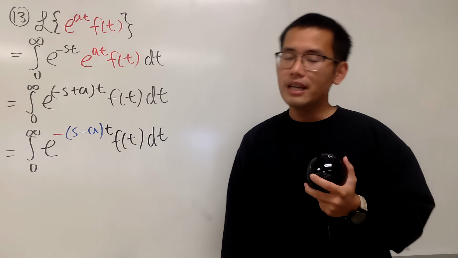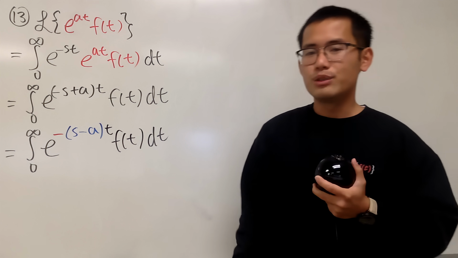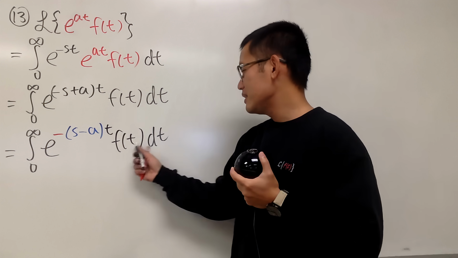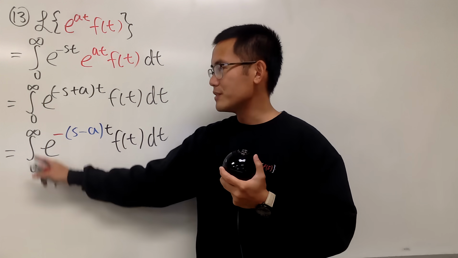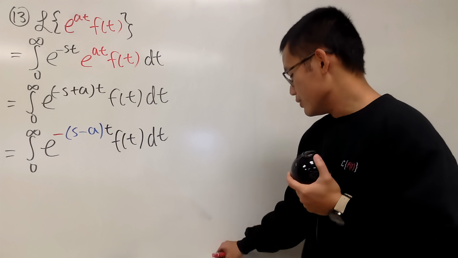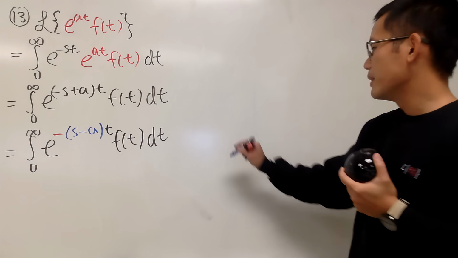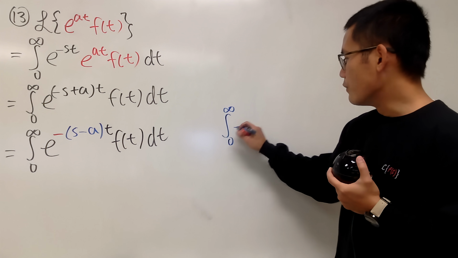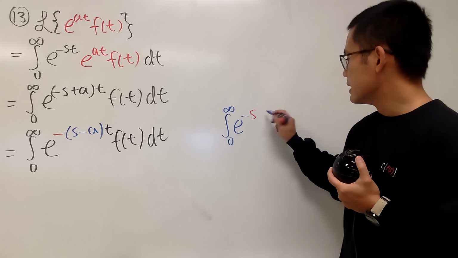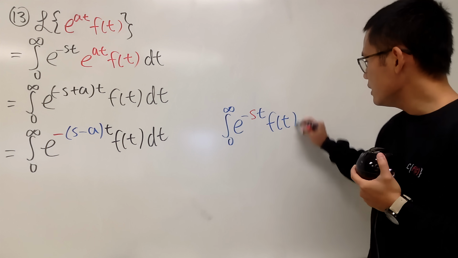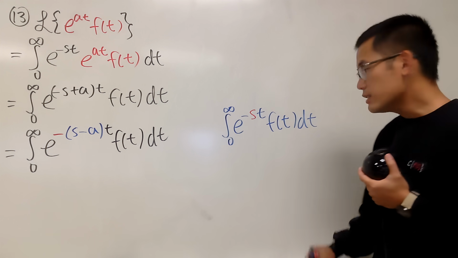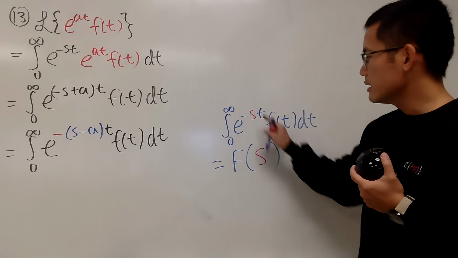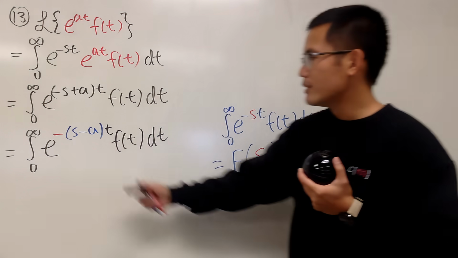Do we need to use any u substitution? The answer to that is no, we don't have to. Because again, t and t match, and this is a negative, and then you have 0 to infinity already. So just to remind you guys one more time, if you have the integral going from 0 to infinity of e to the negative s t f of little t dt, this right here is nicely equal to capital F of s. Yeah, these match. And now you have this.